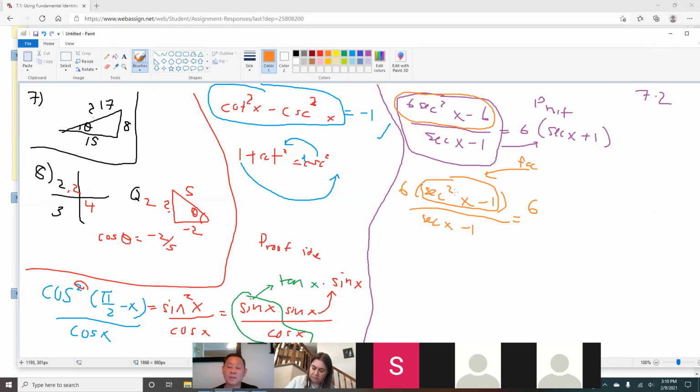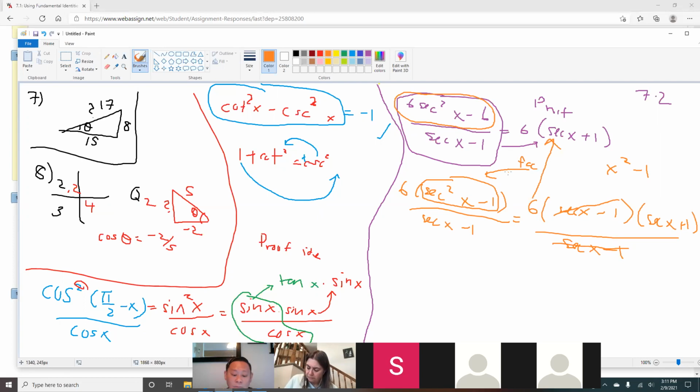Anyone know what secant square x minus 1 is when you factor it? Do you know how to factor x squared minus 1? What's the factor for x squared minus 1? x plus 1, x minus 1. So this will become secant x minus 1 and then secant x plus 1, and this is all over secant x minus 1. Now these two cancel out. So what you are left with is 6 secant x plus 1.